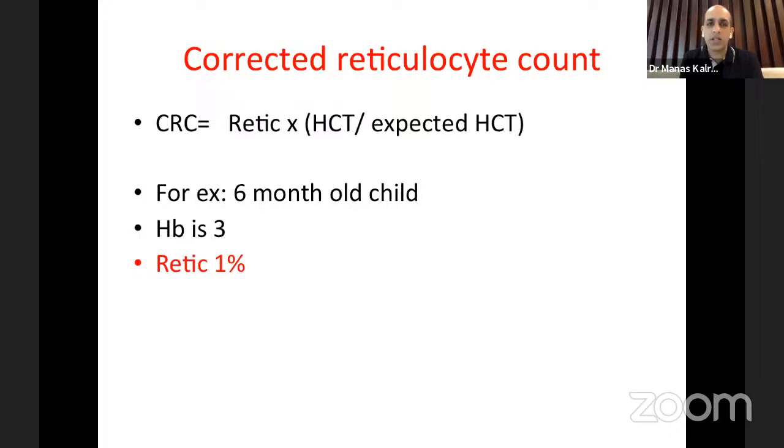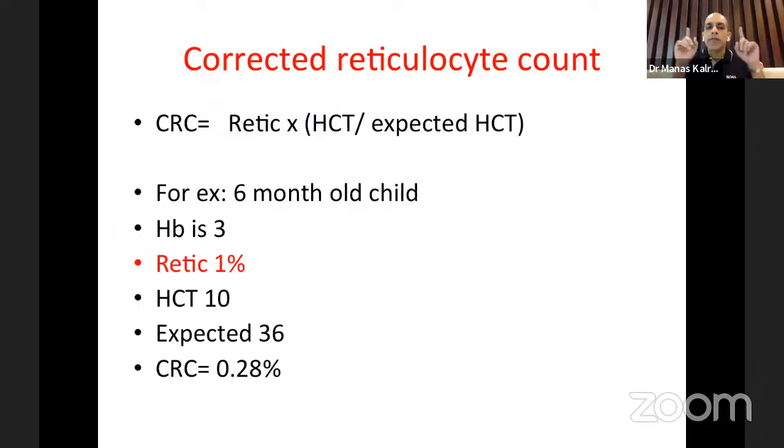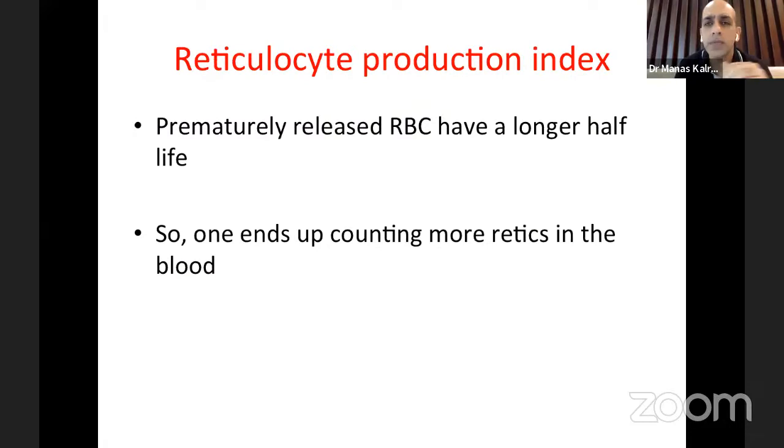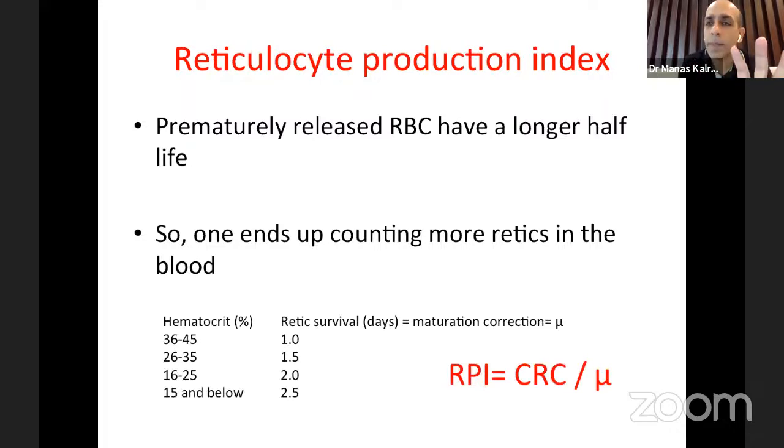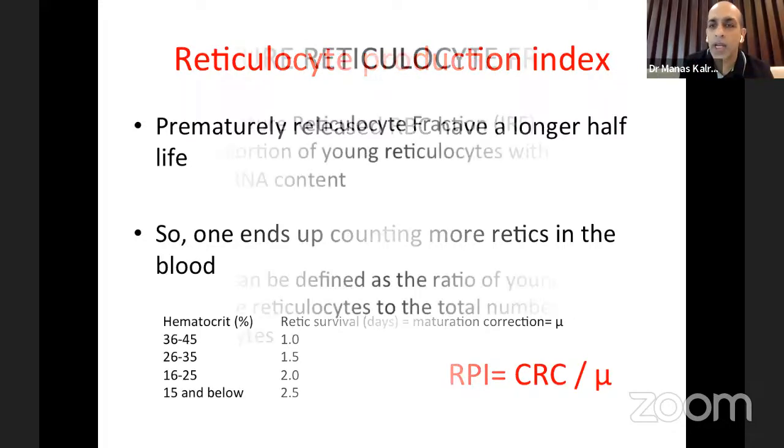How do I know that? Sir, this value is normal. How do I know what is the correct value? Calculate the corrected retic count. So this patient's hematocrit is 10. The expected hemoglobin is supposed to be 12, then the hematocrit should be 36. 12 times 3 is 36. And if you put it in the formula, the corrected retic count is 0.28%, which is much less than 0.5. So you know that the corrected retic count in this patient is very low. That means this bone marrow is failing, is not able to produce enough retics. There's also something called the retic production index, but for the interest of time, I'm going to skip it. It is available in Nelson and you can go back and look at it.